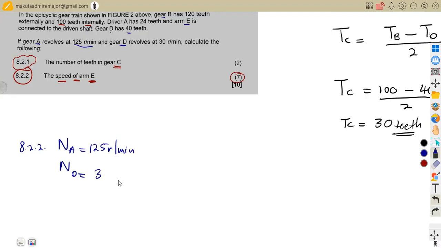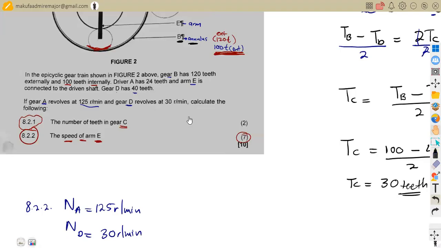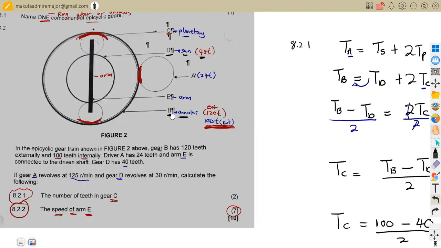that is 30, sorry. So this is 30 revs per minute. And we also have the number of teeth, like what we talked about before. If you were to consider on our table, remember the concept of the table, we are going to consider these gears. We are going to consider gear B, which is the annulus, the arm, the sun, and the planetary. Not A. A is not involved on this part.